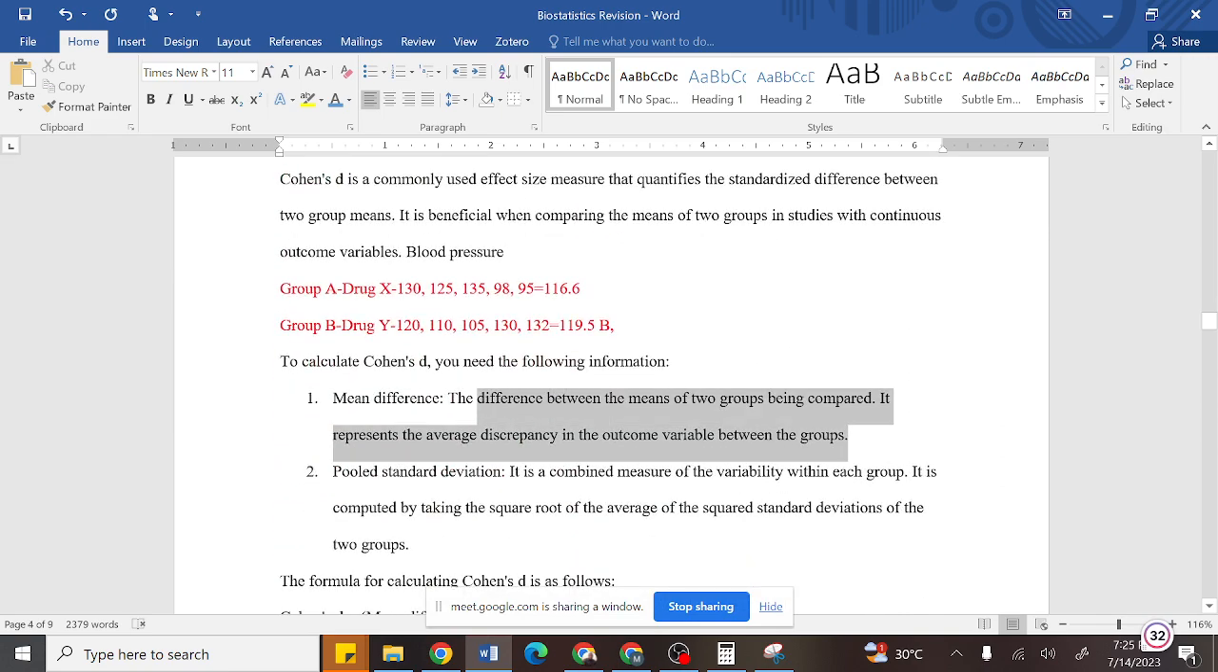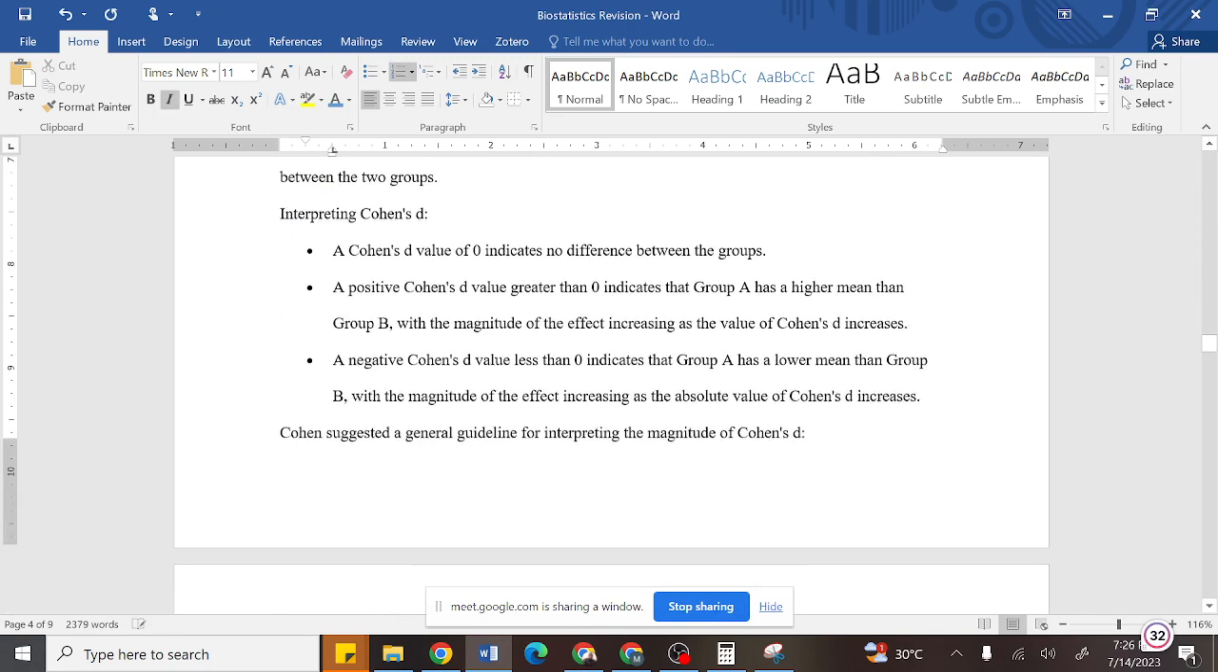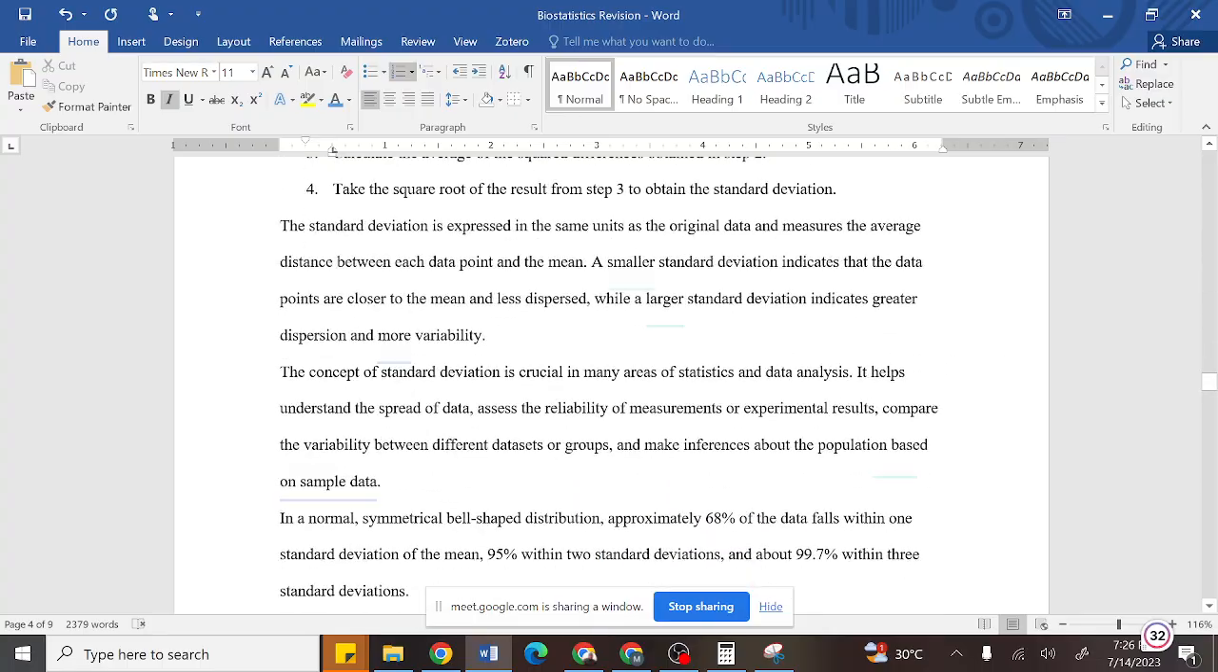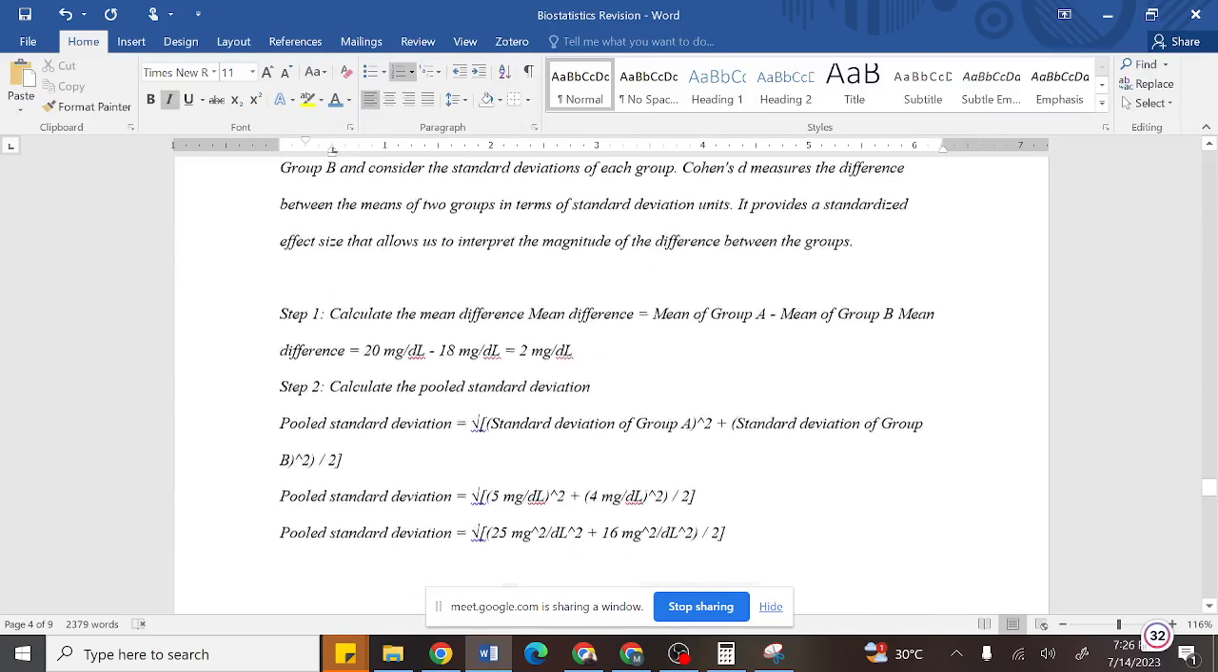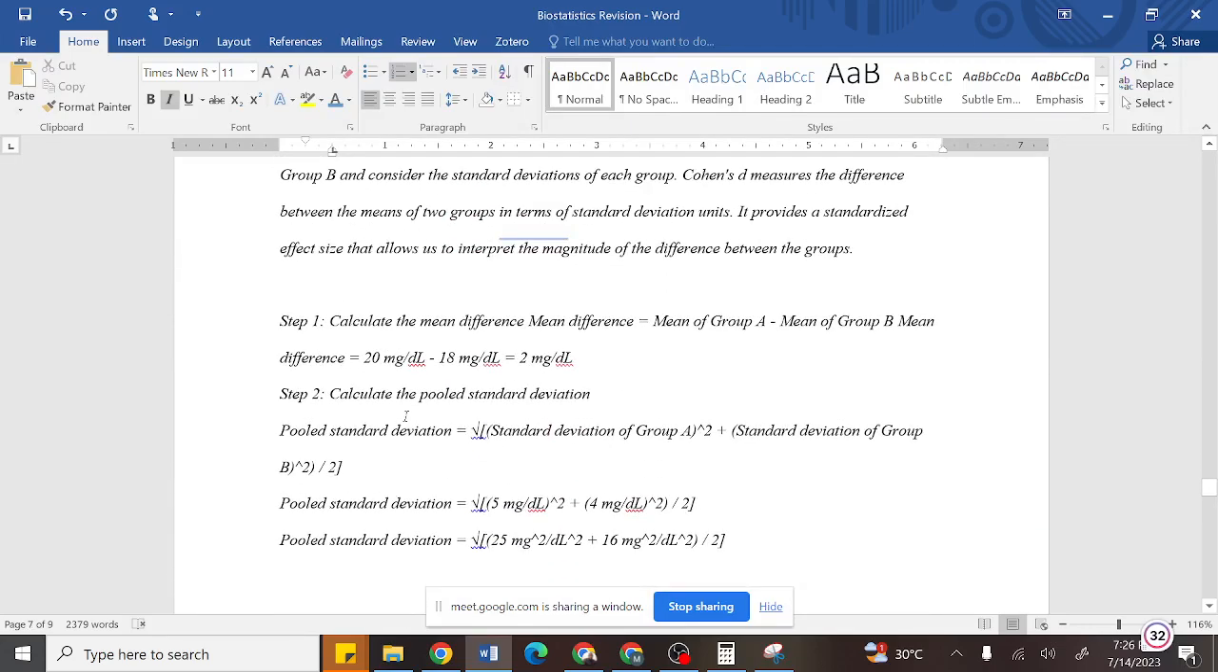This one here, highlight this, and we did it in this example. I did it somewhere, which is this step number 1. The mean difference. Calculate the difference first. That's the first step.